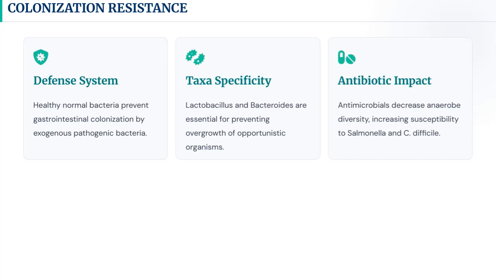Let's talk about colonization resistance, the body's natural defense against harmful bacteria. When we use antimicrobials, they can reduce the diversity of beneficial anaerobes. This makes us more vulnerable to infections like Salmonella and C. difficile. Key players like Lactobacillus and Bacteroides help keep opportunistic organisms in check. In a healthy gut, these normal bacteria form a protective barrier, stopping harmful pathogens from taking hold and causing disease.